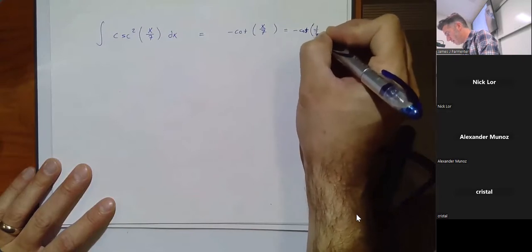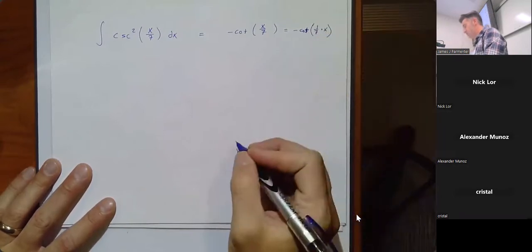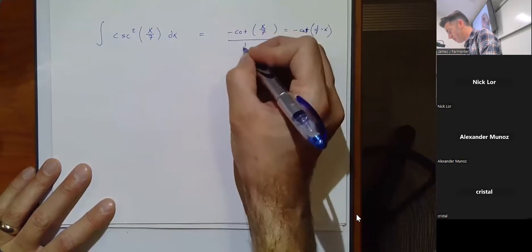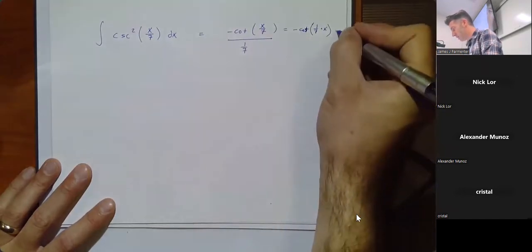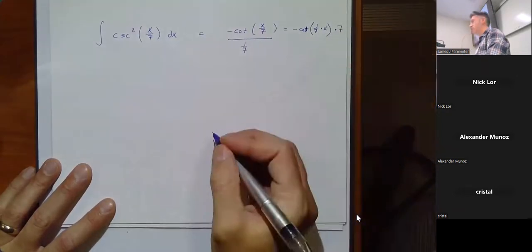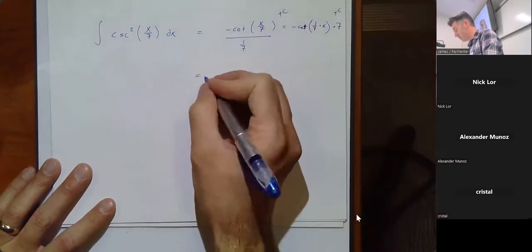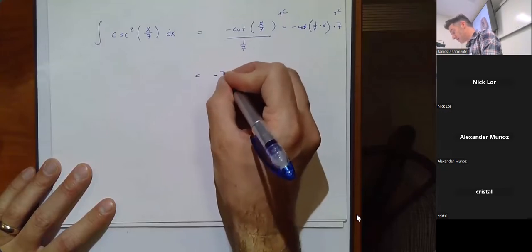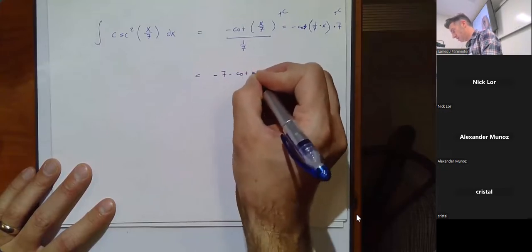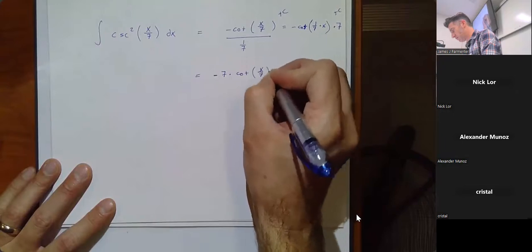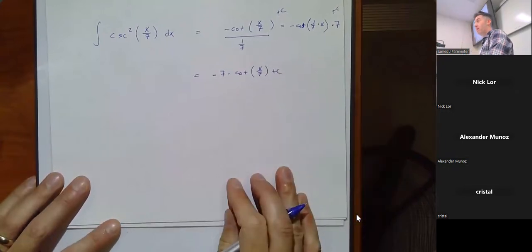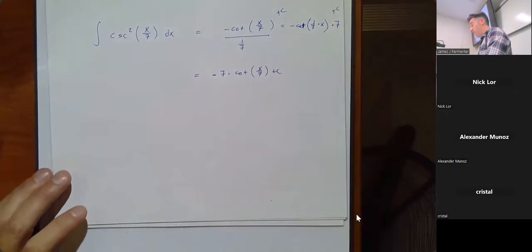Because if you prefer, you can think of this as negative cotangent of 1/7 times x. And so we need to divide this by 1/7, which is the same as multiplying it by 7. We have the plus c. So this would end up equaling, I'm going to write it as -7 times cotangent of x over 7 plus c. We can check by taking the derivative.